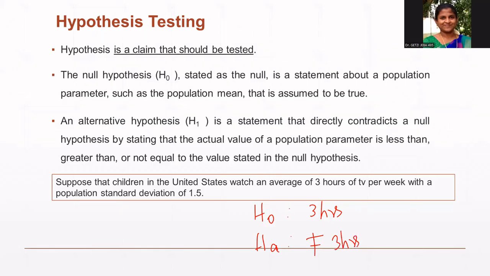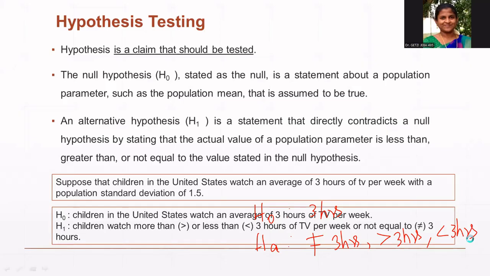There is also one more way of contradicting that. I say no, it is greater than 3 hours. Or I can even say it is less than 3 hours. So these are the different ways by which you can contradict a null hypothesis.